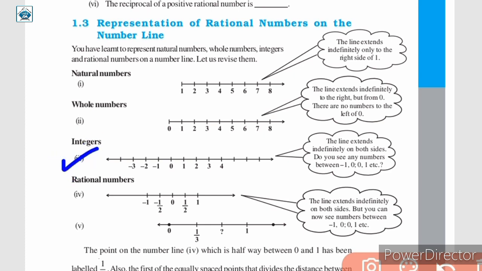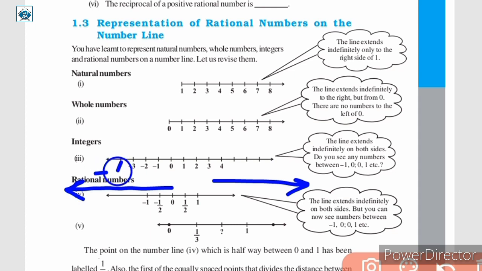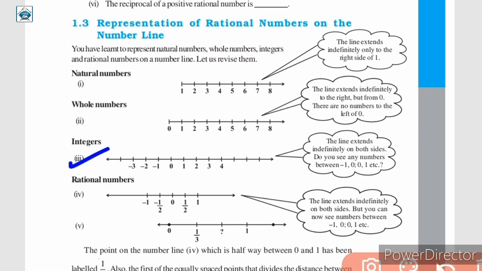Next, we have integers and in this number line, we can see that the line can be extended to both right and left sides. That is, we have numbers to the right of 0 and we have integers to the left of 0 as well. So, after minus 3, we have minus 4 and so on till minus infinity, and here we have 5, 6 and so on till infinity. So this was the number line for integers. Now we are asked, do you see any numbers between minus 1 and 0 or 0 and 1 etc. So we know that the numbers between 0 and 1 do not belong to integers.